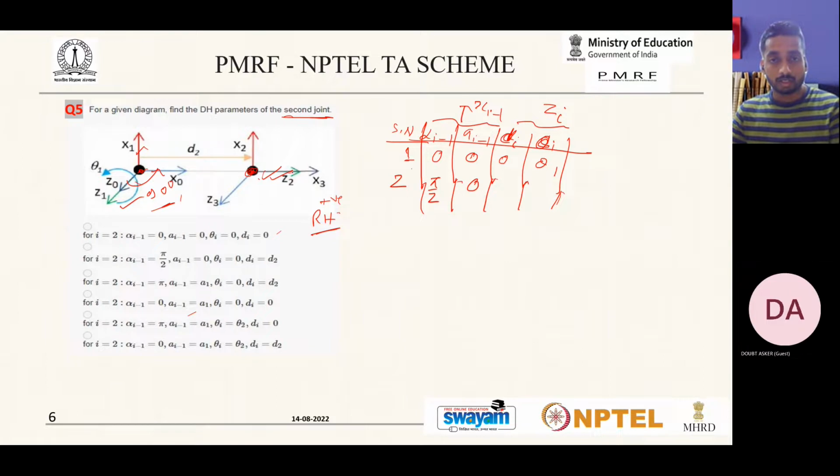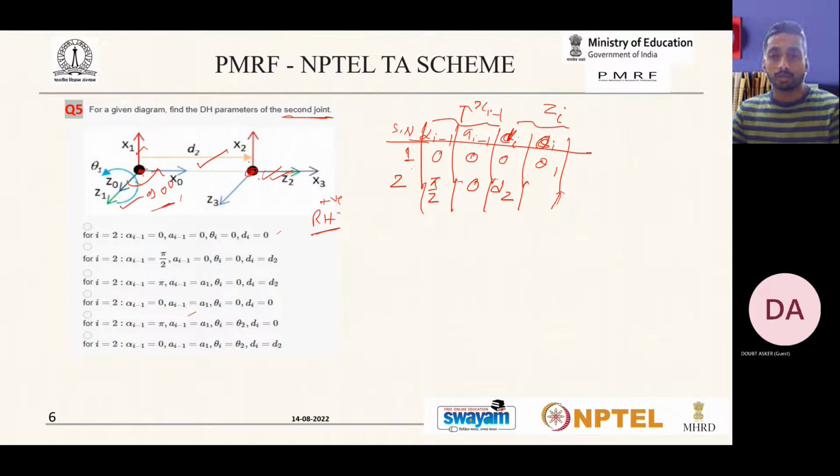So here this is Z2 and Z1 is here. We can see this Z2 is along this, and if you measure along Z2, the distance between x1 and x2 is nothing but d2. So that is the distance between x1 and x2 along Z2. That is nothing but D2.